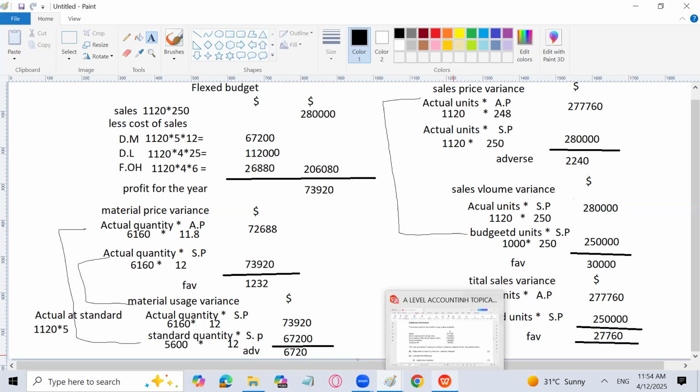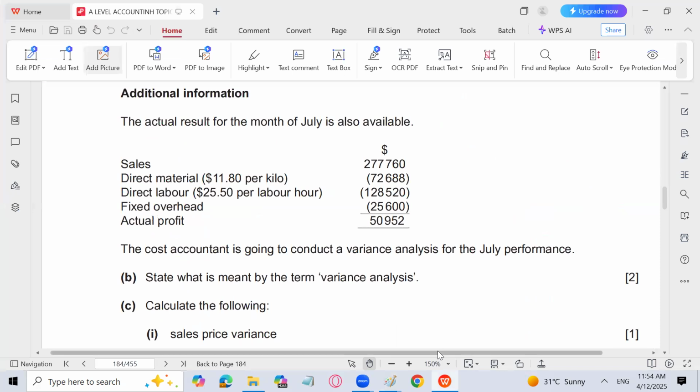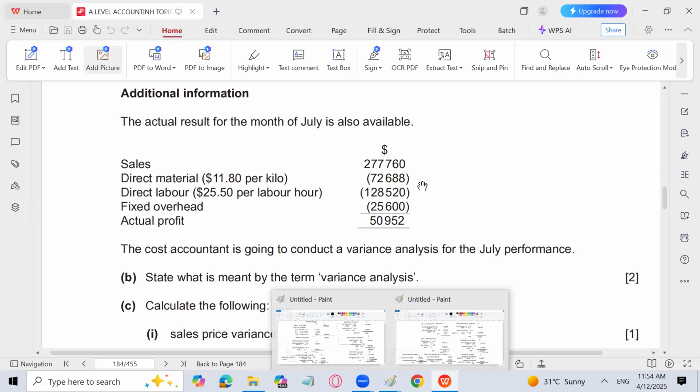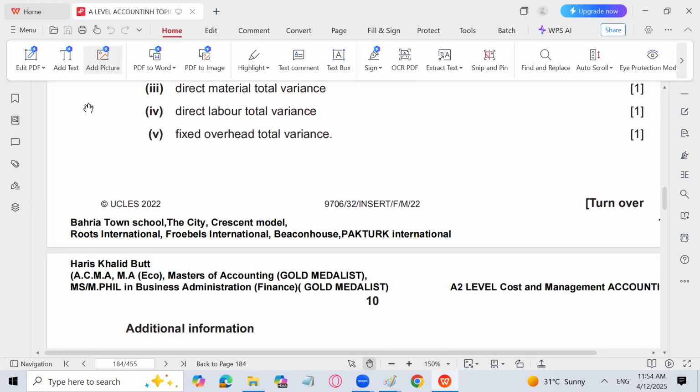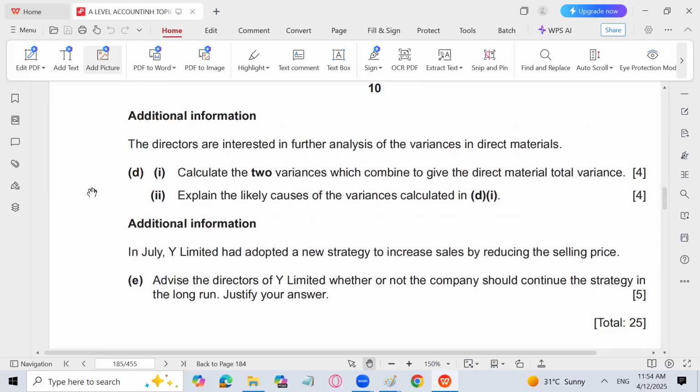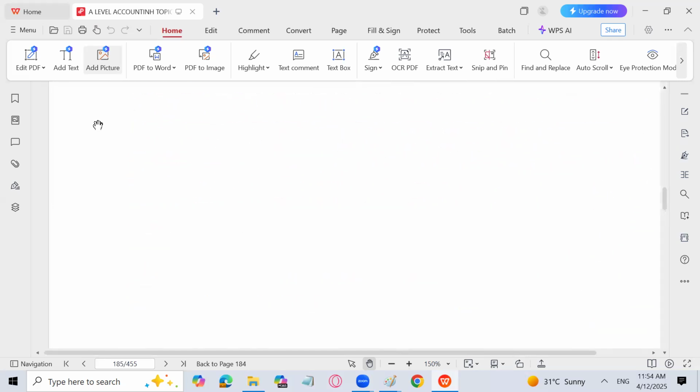And currently our sales volume variance is favorable, right? So it means that according to the standard, we are selling more units. So maybe decreasing the selling price will not be able to increase the sales.